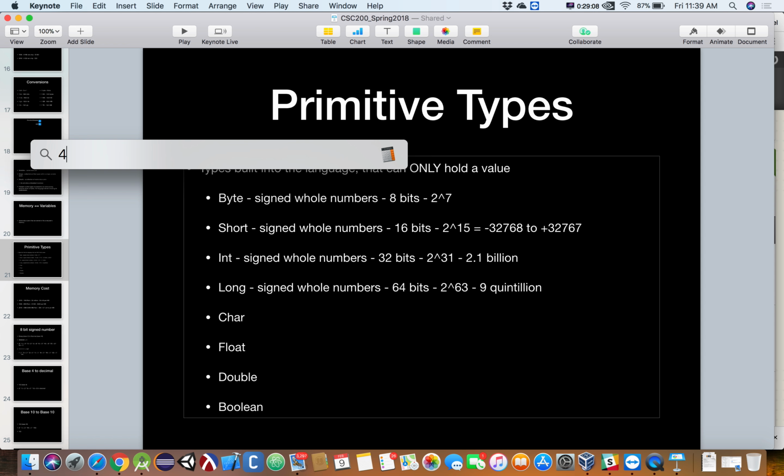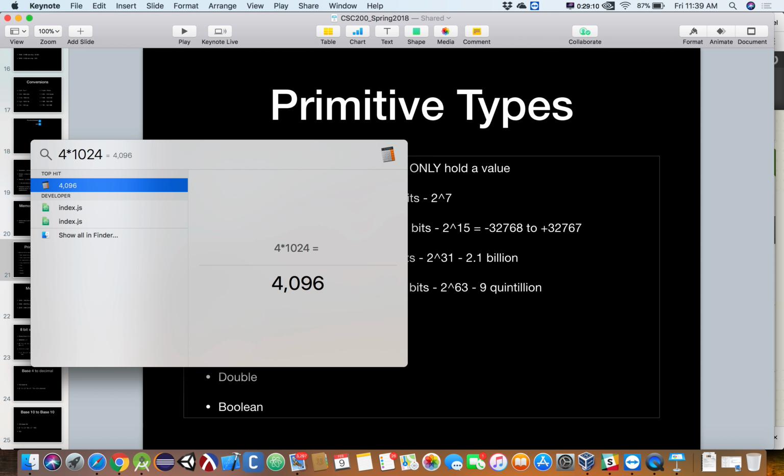So 4 megabytes is 4,096 kilobytes divided by 7, that's 585 seconds, divided by 60. That's almost 10 minutes to download one song back then. That was fast internet. Wow.